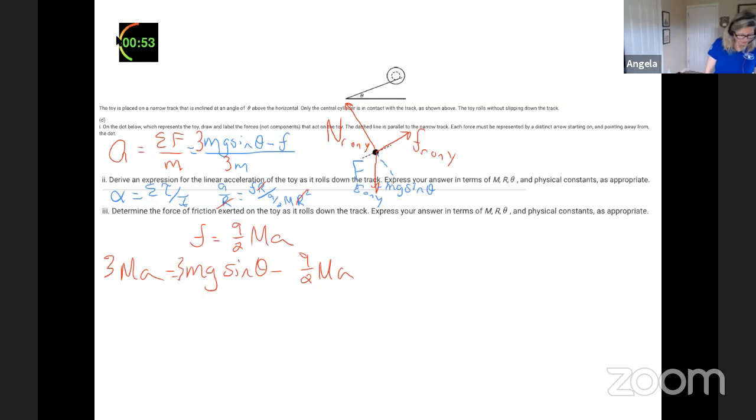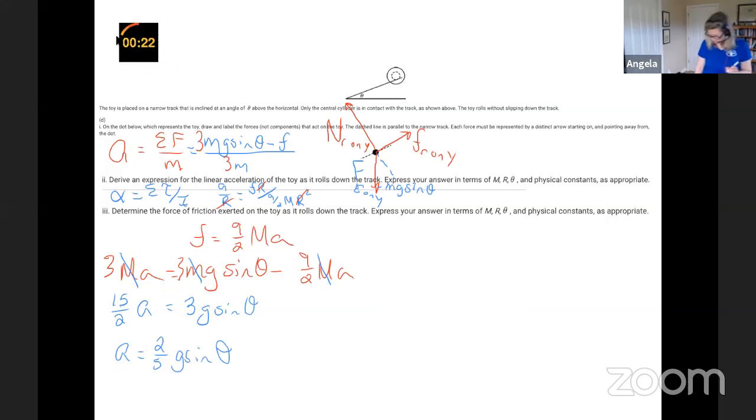All right, let's cancel those m's, especially because look how sloppy I was. I made this a lowercase m. Let's just get rid of it. All right, so 3 plus 9/2, that'd be 15/2. Oh, I already got rid of those m's. A equals 3g sine theta, and we're looking for A. So divide by 15/2. So it'd be 2/5 g sine theta. Is that right? Yeah, okay.